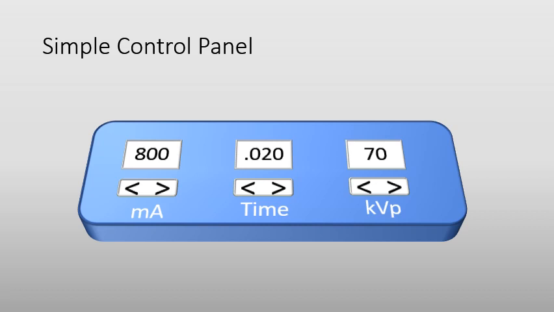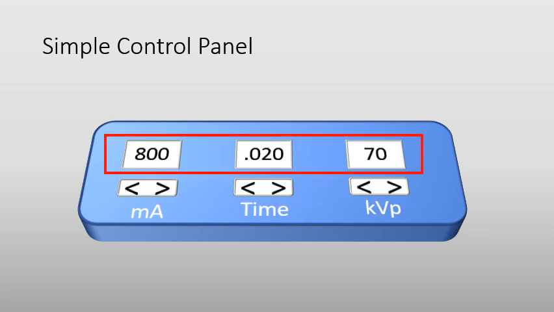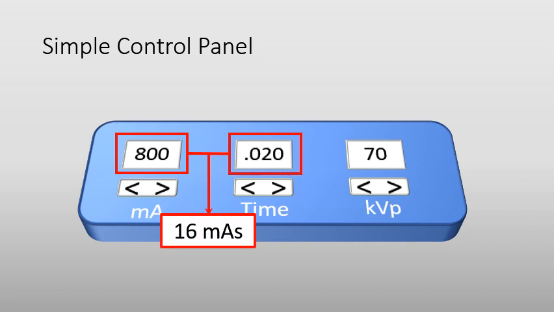The image below represents a basic X-ray machine control panel. This panel has rocker switches to increase or decrease settings and a display area that shows the current settings. Not all X-ray control panels will display mAs. In this case, calculations become the responsibility of the technologist. On this panel, an 800 mA using a 20 millisecond time setting will produce an mAs of 16.